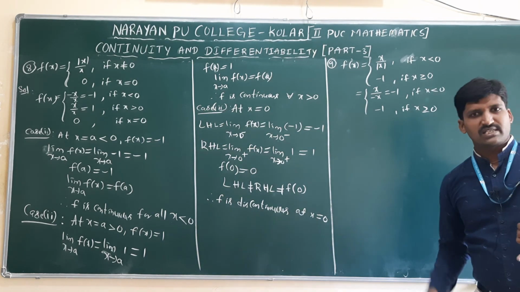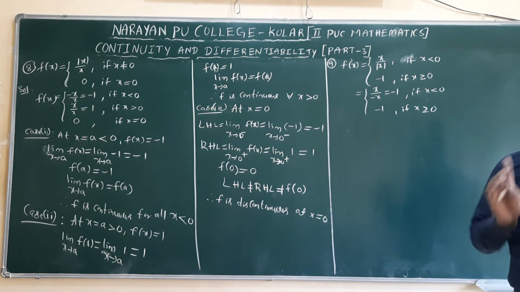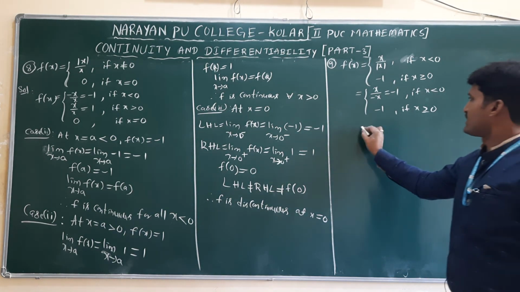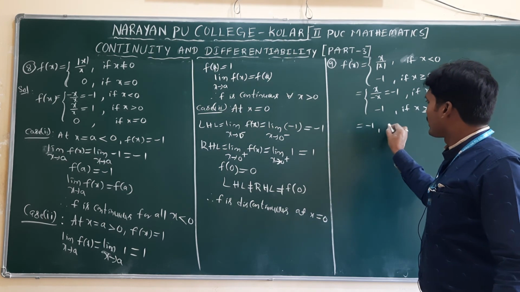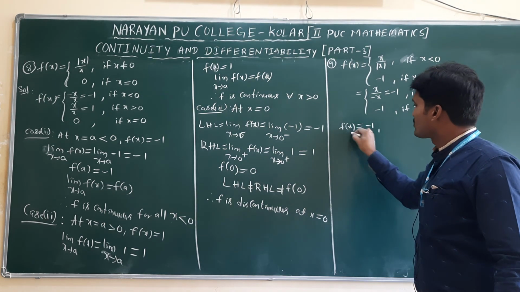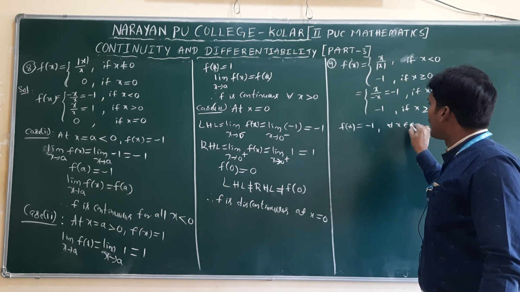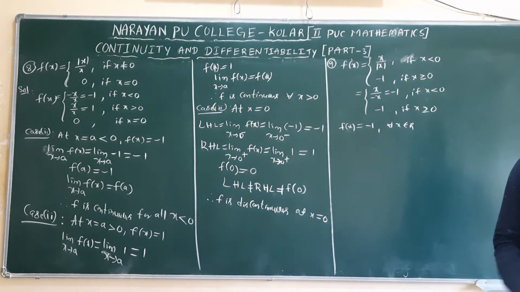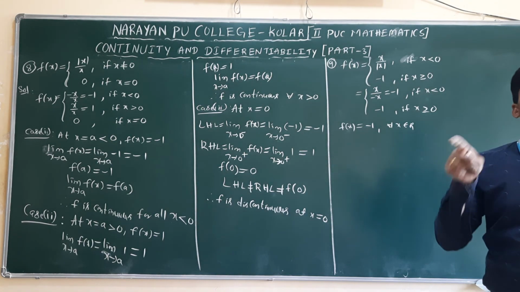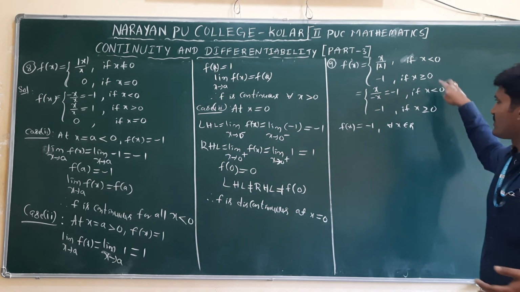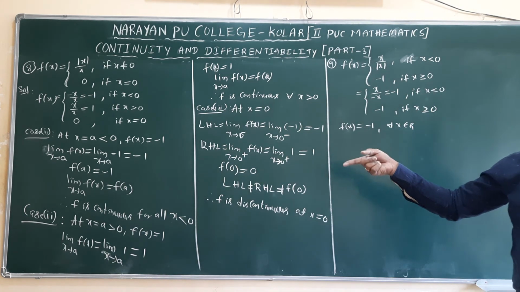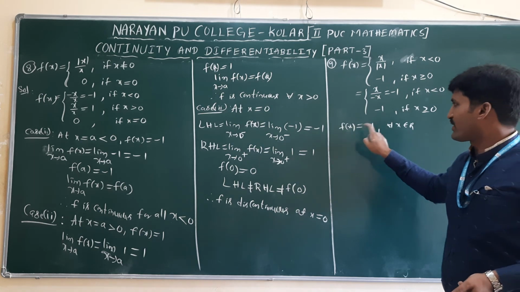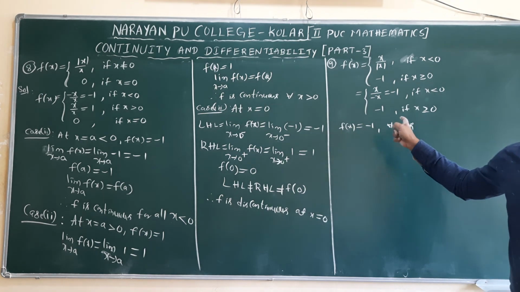For negative values, same function. For positive, same function. For 0 also, same function. That's why it's a single function, minus 1. f of x is minus 1 for all x belonging to R. Because real numbers contain negative values, positive values and 0. That's why the combination of all these three function values is the same. That's why it's a single function only. f of x is equal to minus 1 for all x belonging to R.